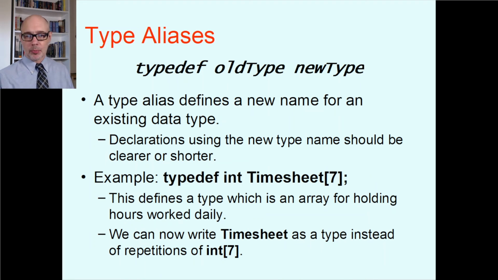But if I'm working on a program that needs to use data of this form a lot, I don't want to have to keep writing int[7], int[7], int array size 7 over and over again. I want to just write Timesheet, right? Here's a block of data that represents a 7-day timesheet. And now I can just write Timesheet for my declarations and my parameters and my return types if I want to, right? This isn't strictly necessary, but again, it's nice.